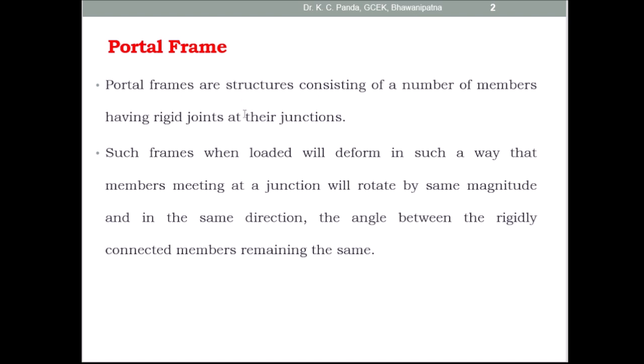Portal frames are structures consisting of a number of members having rigid joints at their junctions. Such frames when loaded will deform in such a way that members meeting at a junction will rotate by the same magnitude and in the same direction. The angle between the rigidly connected members remains the same.